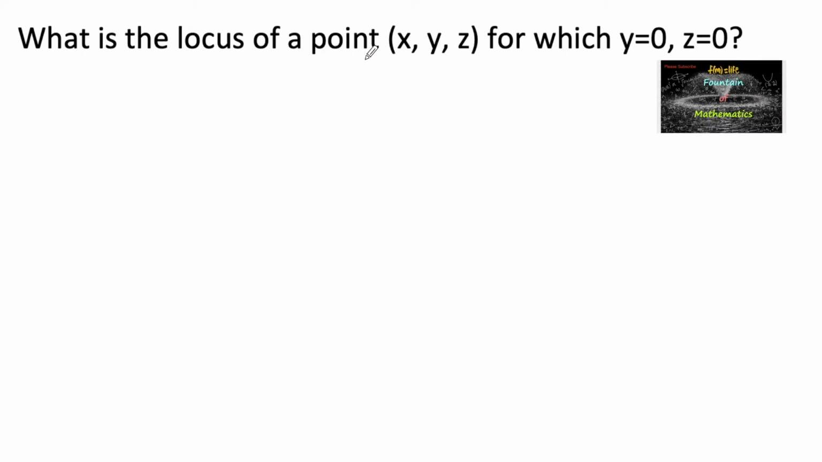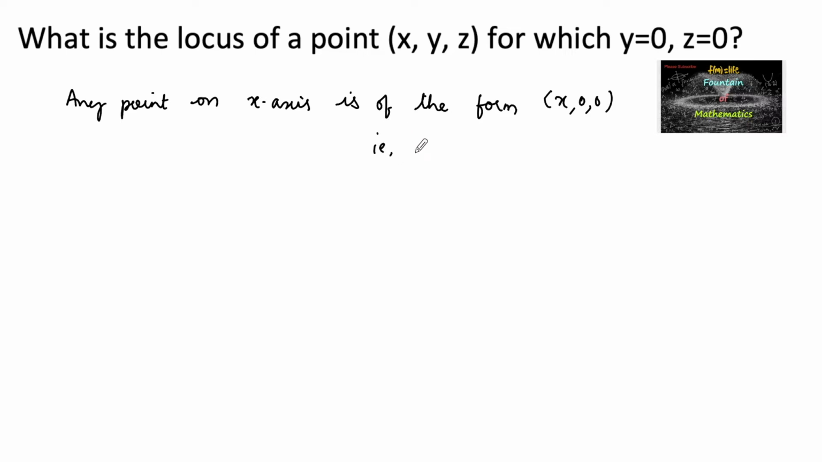What is the locus of a point x, y, z for which y is equal to 0 and z is equal to 0? We know that any point on x-axis is of the form x, 0, 0, that is y coordinate is 0 and z coordinate is 0.